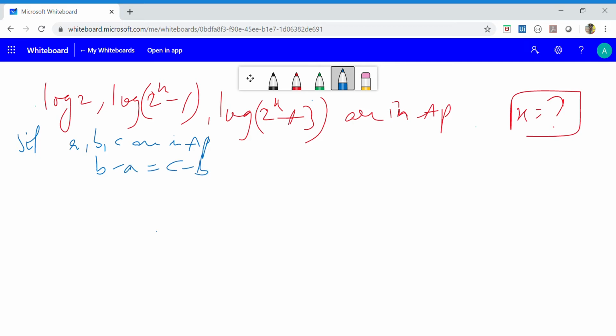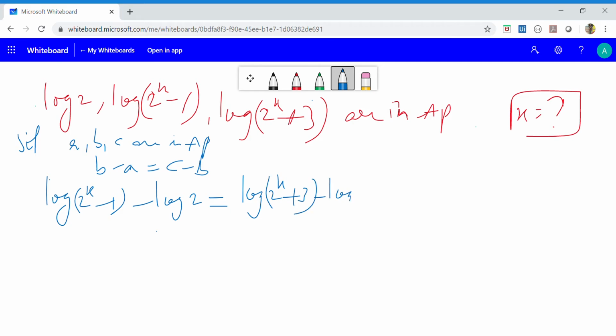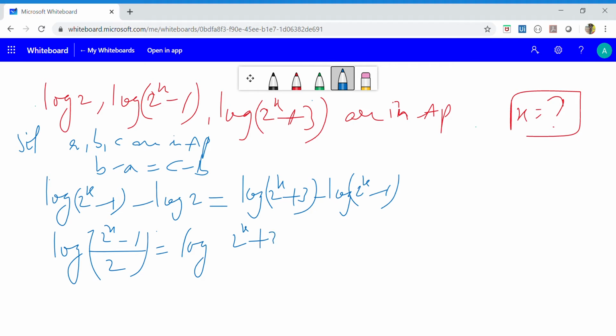B minus A means log 2 power x minus 1 minus log 2 is equal to C minus B, which is log 2 power x plus 3 minus log 2 power x minus 1. Now the formula log A minus log B is log A by B. So logarithm of 2 power x minus 1 by 2 is equal to logarithm of 2 power x plus 3 by 2 power x minus 1. Log gets cancelled, do the cross multiplication.